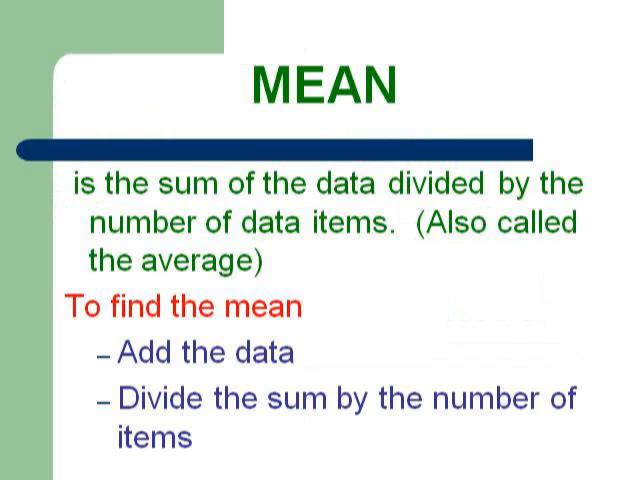The mean is the sum of the data divided by the number of data items. Sometimes the mean is referred to as the average. So to find the mean, we first add up all the data. So if we have 10 items, we add them all up. Then we divide by how many there were. So if there were 10, we divide by 10. Let's look at our example.